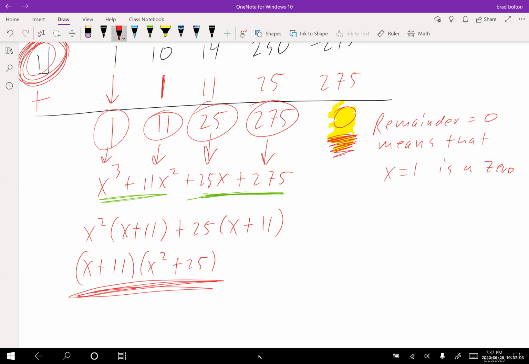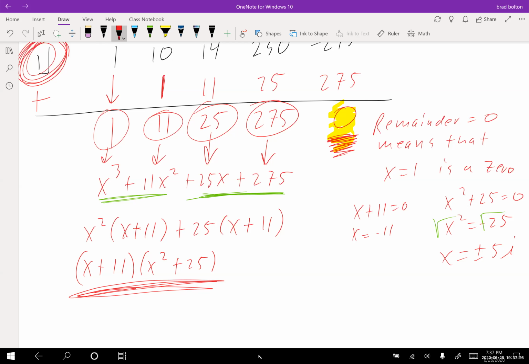So I now know that x plus 11 equals 0, so then x equals negative 11. And then I have x squared plus 25 equals 0. This means that x squared equals negative 25. If I square root both sides, I get x equals plus or minus 5i, imaginary numbers, 5 i's. Okay, because I square rooted a negative.